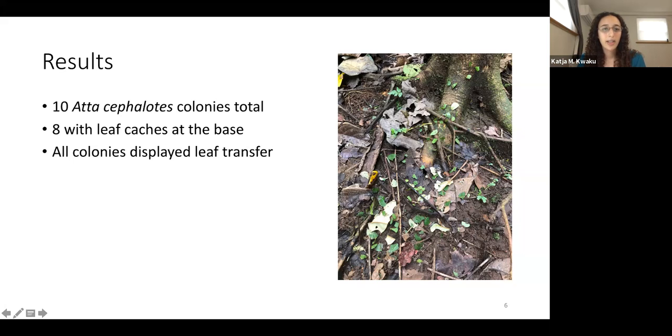And all of the colonies displayed leaf transfer of some sort, which was really exciting to us because that was the whole topic of our project that we'd worked so hard on preparing for over the course of the semester.